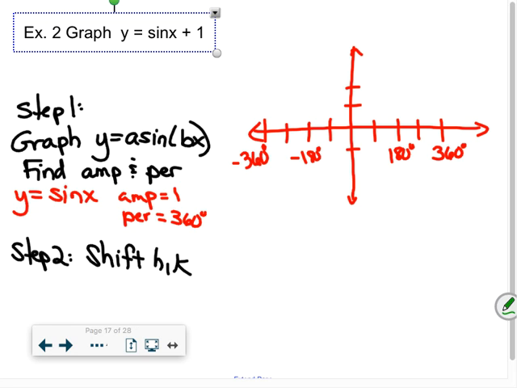So sine starts at (0, 0). It goes to the A value, which is up 1, 0, -1, 0. Make this one dashed. You'll see why in a moment. And then continue the pattern.